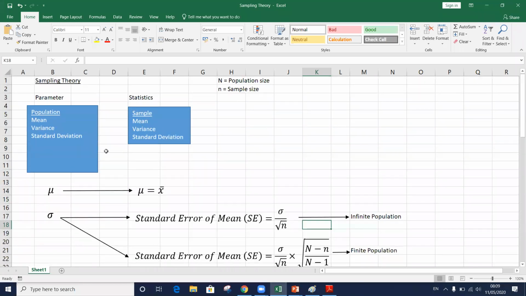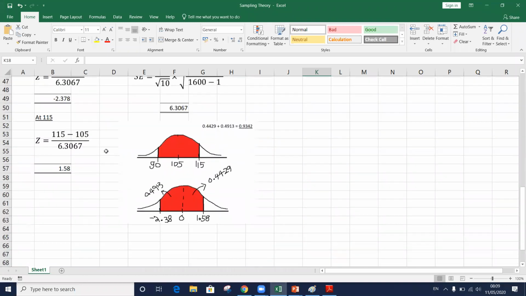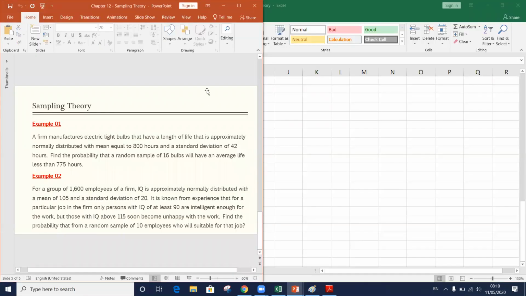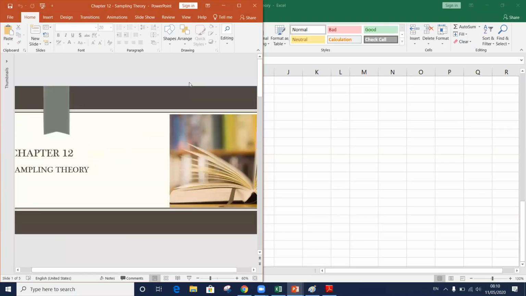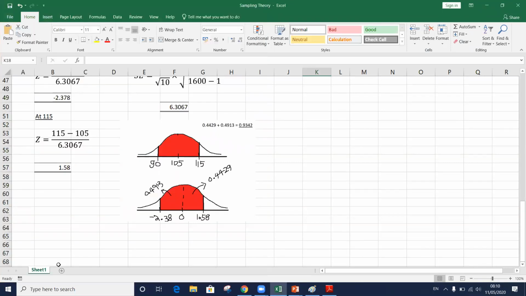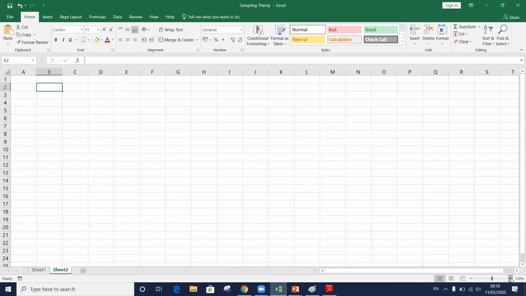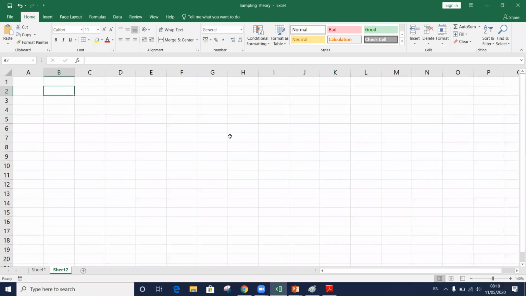Right. Okay. So that is on sampling theory, right? Chapter number, what is it? Sampling theory, chapter number 12, right? Then chapter number 13, right? Chapter number 13 is on estimation theory. This is our 13th chapter, estimation theory. Right.